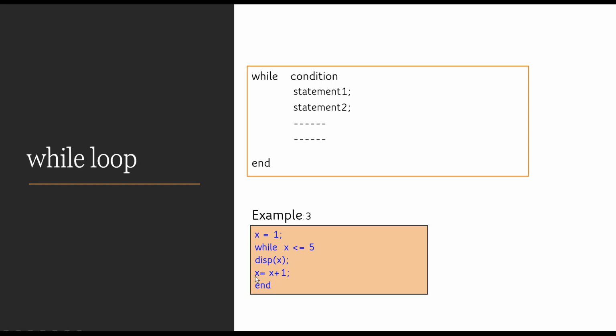When X becomes 5 and we run this code, X now becomes 6. So X equals 5 plus 1, so it's 6. And then we go back and ask ourselves, is X less than or equal to 5? Now X is 6, so it's false, so this body is not going to run and the while loop exits. So this is basically how it works.